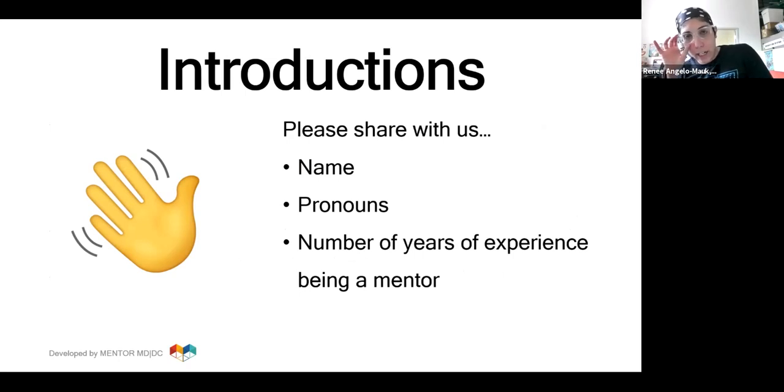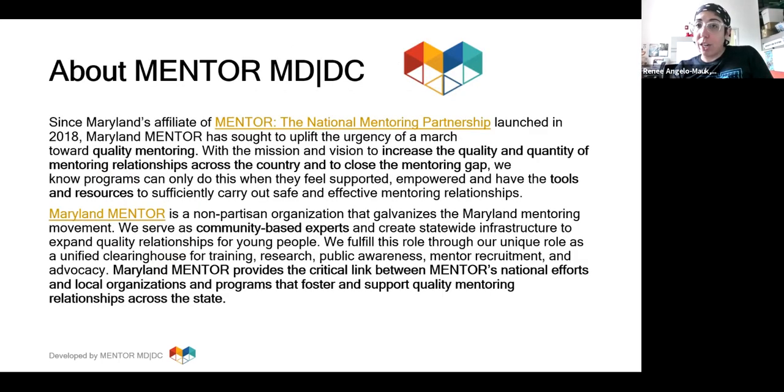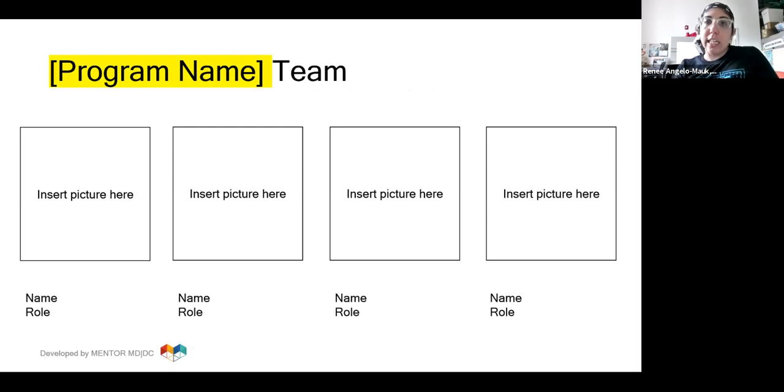Introductions, of course, making it a space that people feel welcome. Getting to know each other, building community among mentors can be really key for mentor longevity as well. And adjust this accordingly. We would love if you give us a shout out for helping to develop this for you guys, so that is in there. Who's the team?